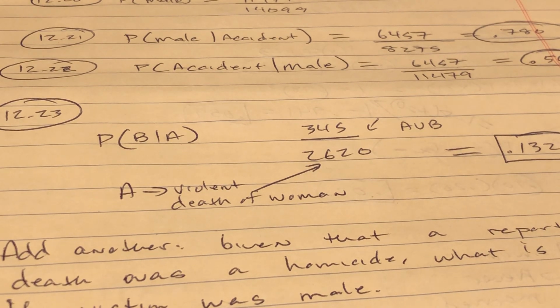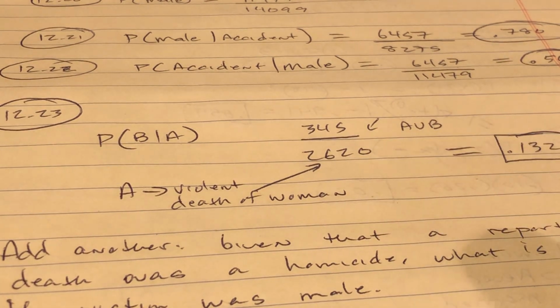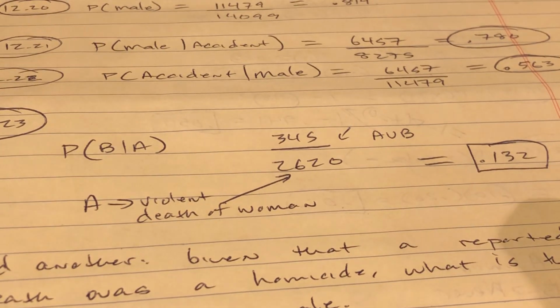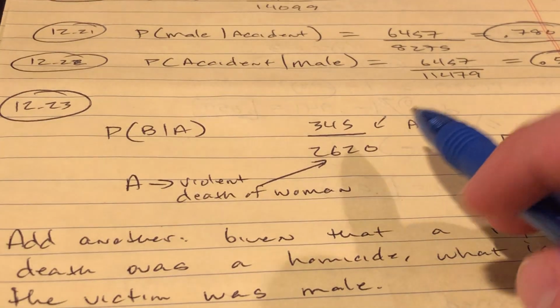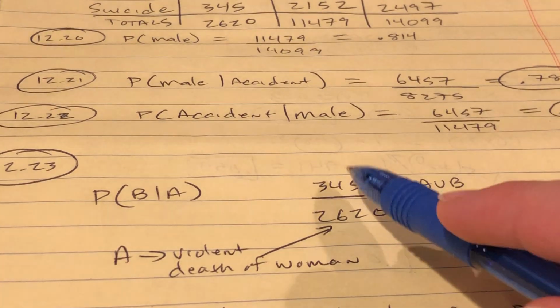So 1223: let A be the event that the victim was a woman and B be the event that the death was suicide. The proportion of suicides among violent deaths of women is what? So first off, among women, so woman has to be the denominator. It wants to know what proportion of deaths suicides make up in females. So the denominator has to be how many violent deaths among females, and the numerator has to be suicide.